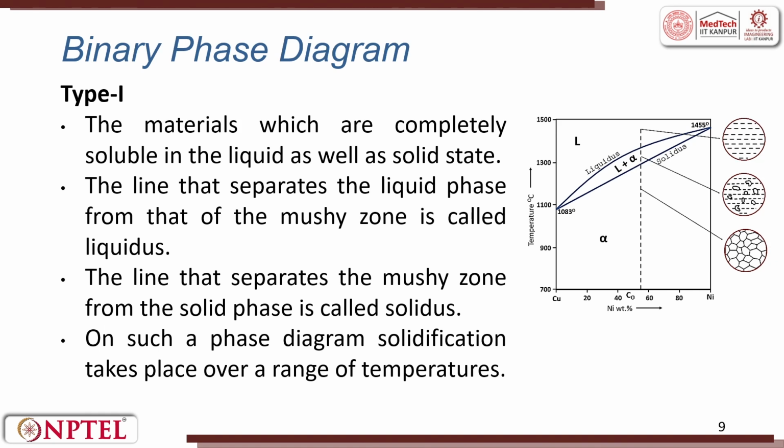Category type 1 is the materials which are completely soluble in the liquid as well as in solid state. So, this is an example of the binary phase diagram type 1, that is copper and nickel, where percentage weight of nickel is presented from left to right, and this is completely soluble. You can see it is shown here, it is liquid here, it is liquid plus solid, it is completely solid here. So, materials which are completely soluble in the liquid as well as in solid state are presented in type 1.